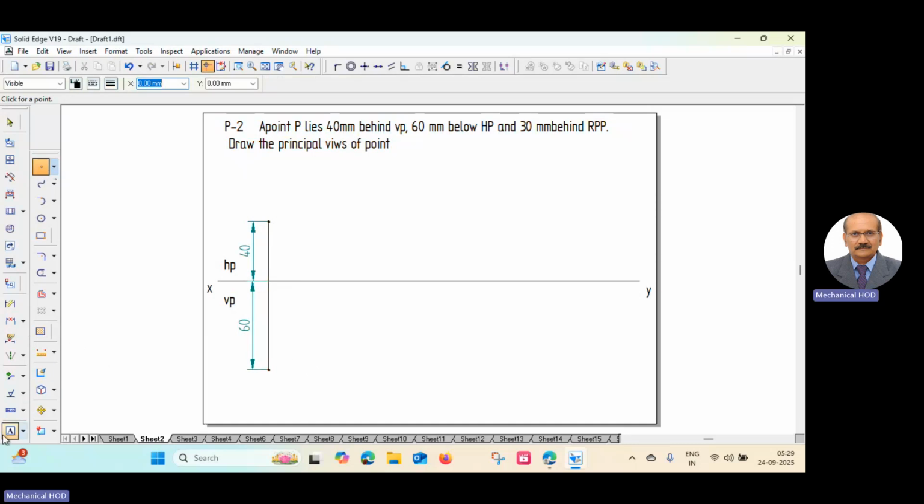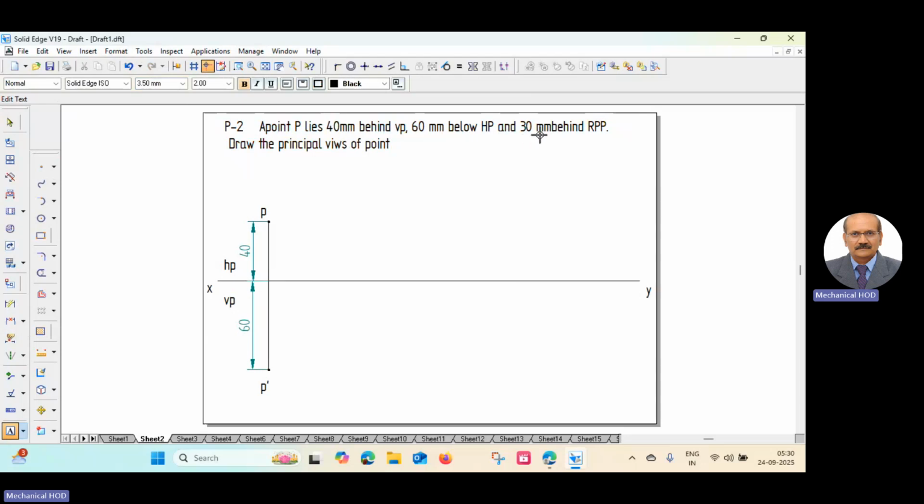Now naming the point. On VP, we know that on the vertical plane we see the front view. So this point is P dash. Front view is represented by an alphabet with a dash. On HP we see the top view. So the top view is represented by a small letter alphabet, that is p only. Now we got the top and front view. Let us go to draw the profile view or the side view.